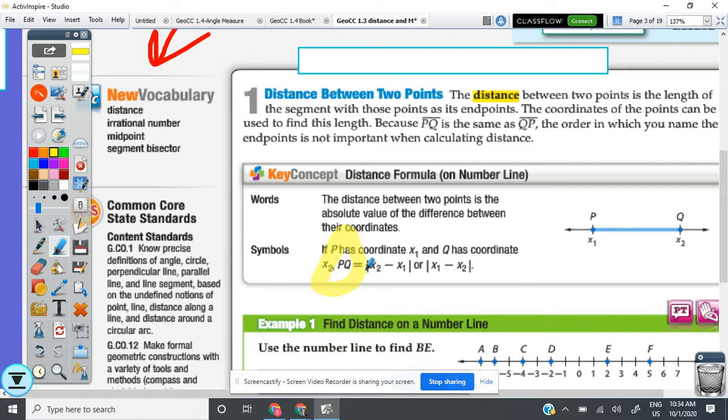It's super easy. I don't know if you guys remember what these straight lines mean, but that means absolute value. That means make it positive. If it's positive, leave it alone. If it's negative, make it positive.